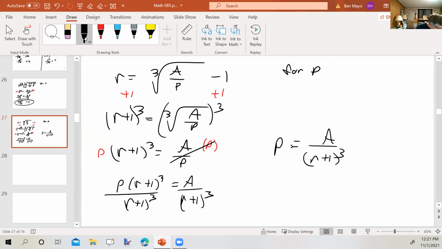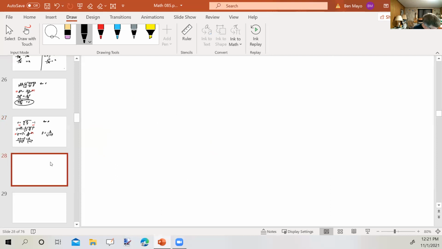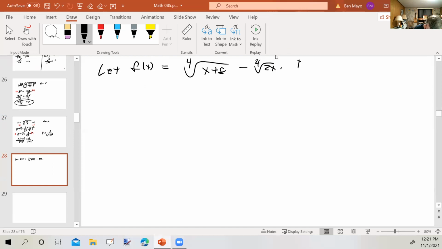Okay. Let's see. I'm going to do one more, and then we'll call it good. This says, let f of x equal the fourth root of x plus 8 minus the fourth root of 2x. Find all values of x for which f of x equals 0.